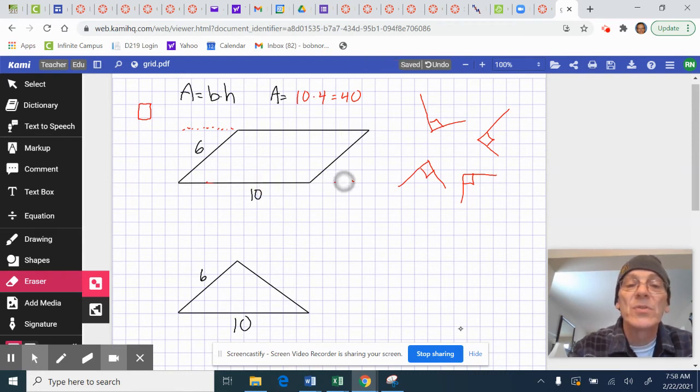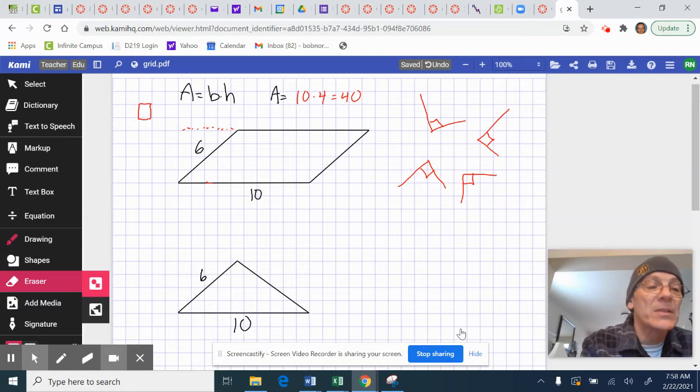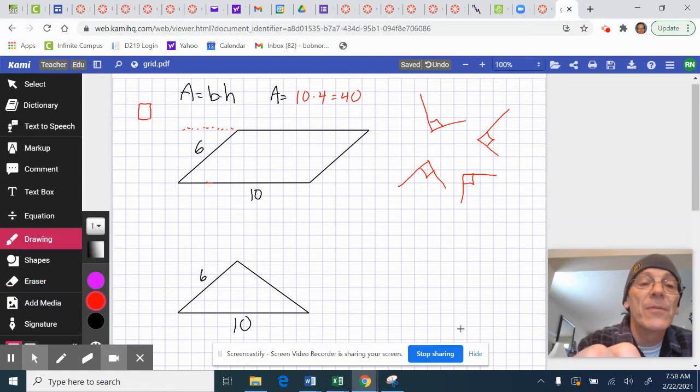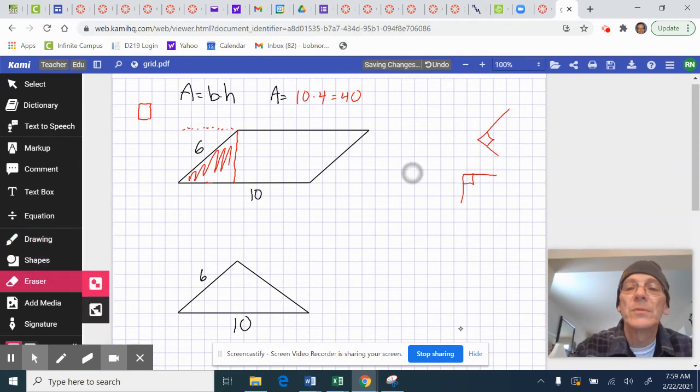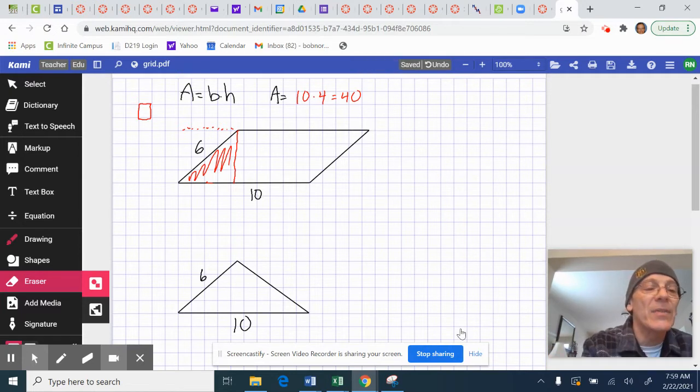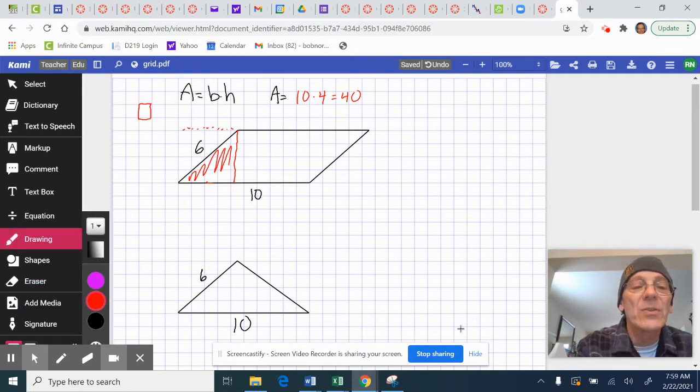This is what you can always do with a parallelogram. Let's chop off that triangle over there, and let's just slide that triangle. Let's imagine snipping it off with scissors and sliding it over to the right side of that parallelogram. So we've got a triangle.